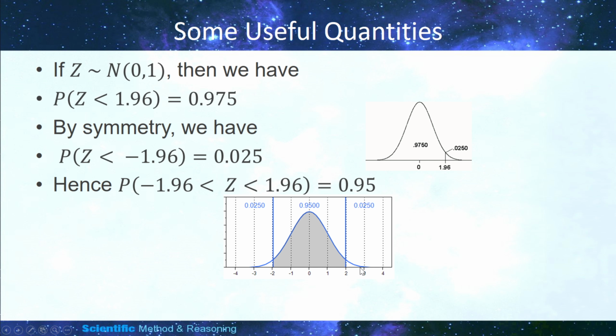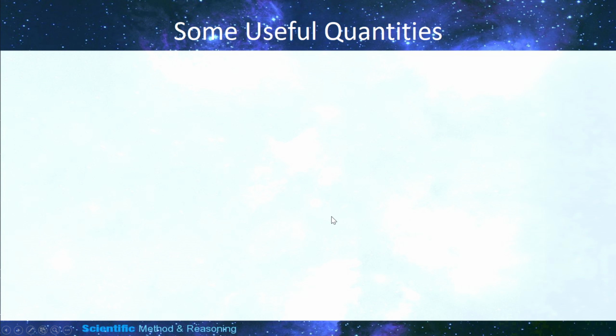At 1.645, I would have 5% on the right-hand side. At minus 1.645, I have 5% on the left-hand side. So in between, I have a total of 90%. Okay.